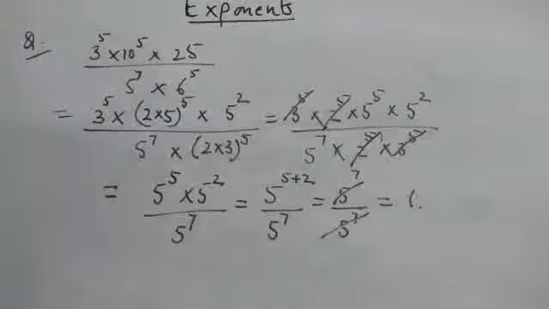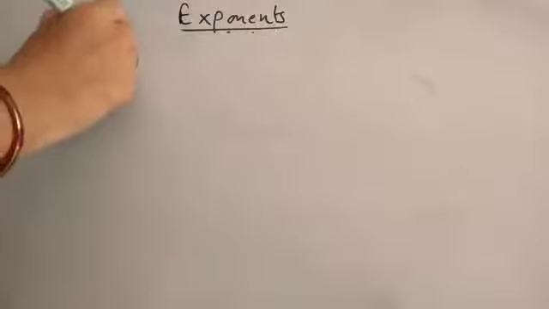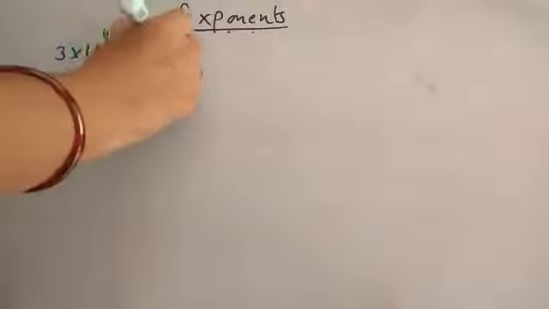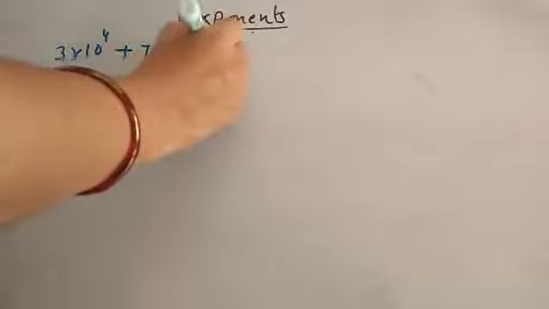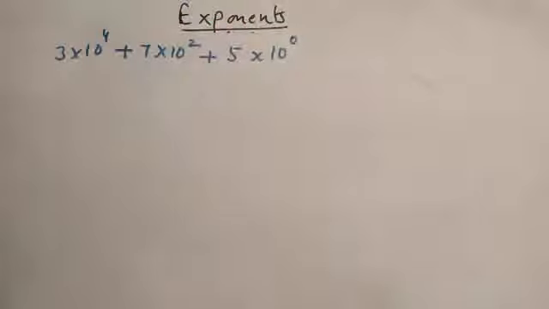Right. Now after this we will be taking the standard form. Now giving the number from the expanded form. Okay. So let us take an example. 3 into 10 to the power 4 plus 7 into 10 to the power 2 plus 5 into 10 to the power 0. Okay children. Now the expanded form is given. You have to give the number of it.